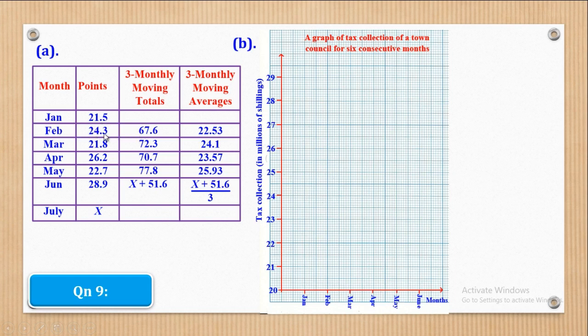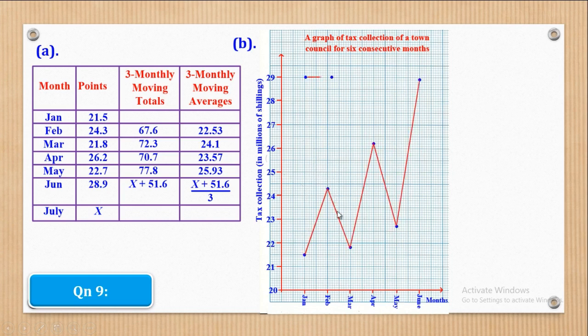For February you are going to plot 24.3, March you are going to plot 21.8, April will correspond to 26.2, May will correspond to 22.7, and June will correspond to 28.9. I think now let's do that. So this is January, February, March, April, May, and June corresponding with the respective points here. Now after doing that, we are going to use a ruler to join the consecutive points. So use the ruler to join from here to here, and so on for each pair of consecutive points. Let's first do that.